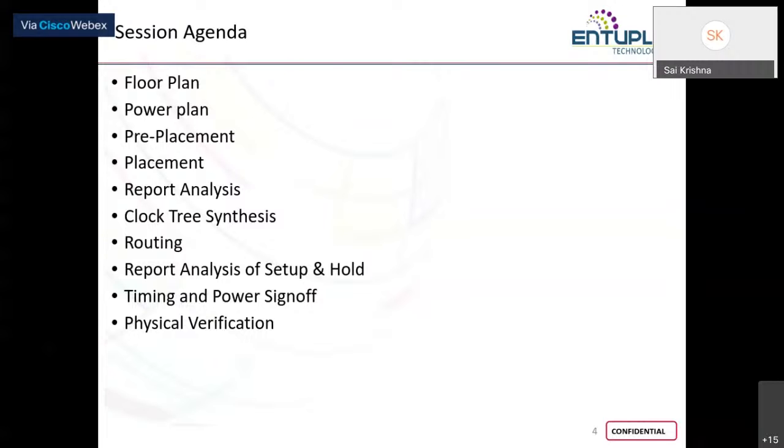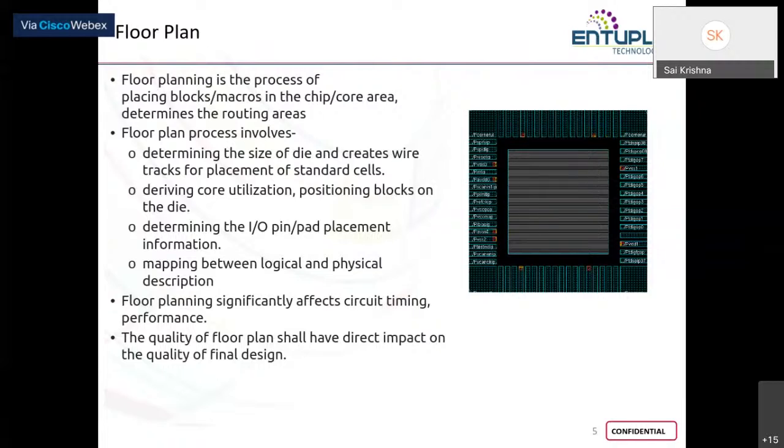Okay. So the first one comes floor plan. So before I start floor plan, let me give an example to correlate the PD flow to you, to understand it better. It's a very common example that is given in the industry.